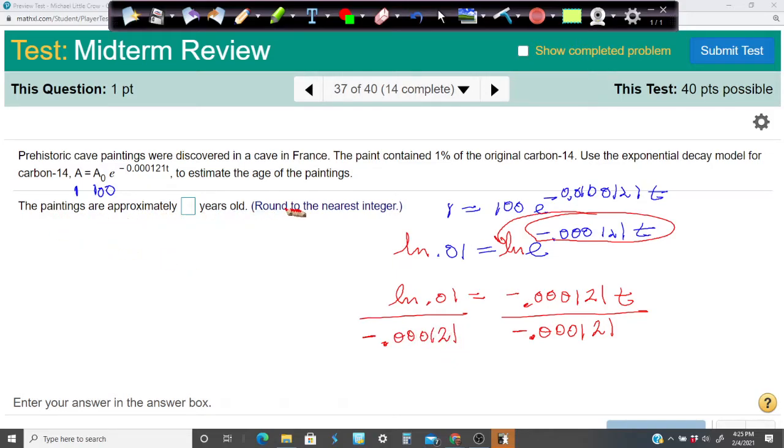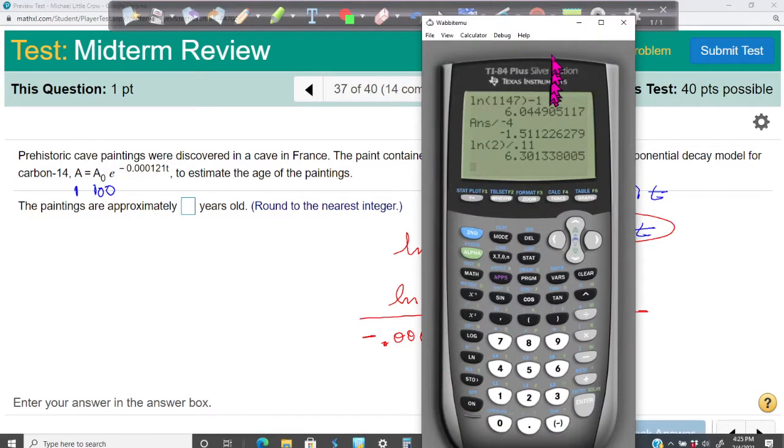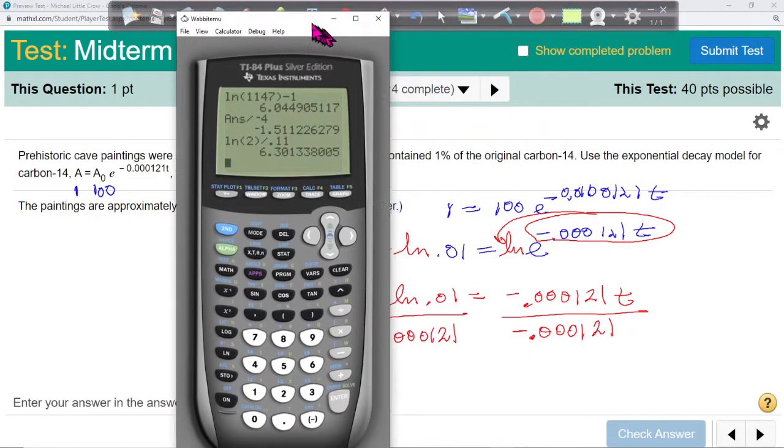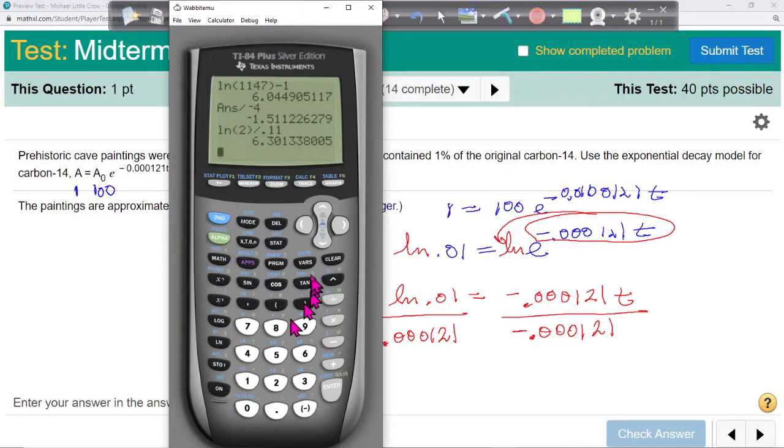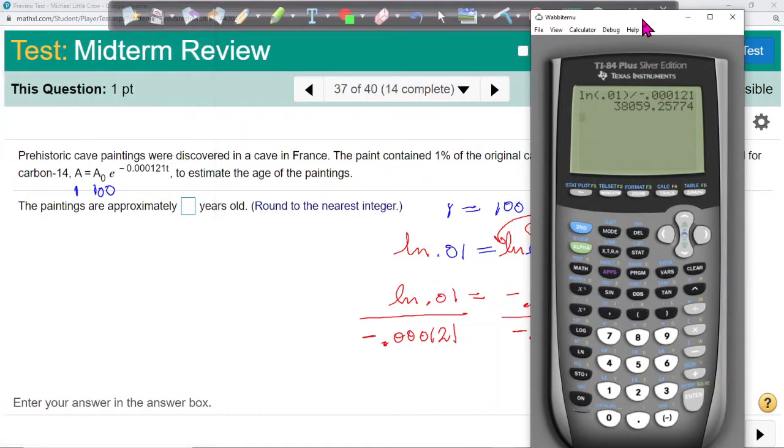And they want an approximate answer, round your answer to the nearest integer. So we just go ahead and do it. Natural log 0.01 divided by negative 0.123121. Wow, about 38,000 years old. That's a pretty old thing.